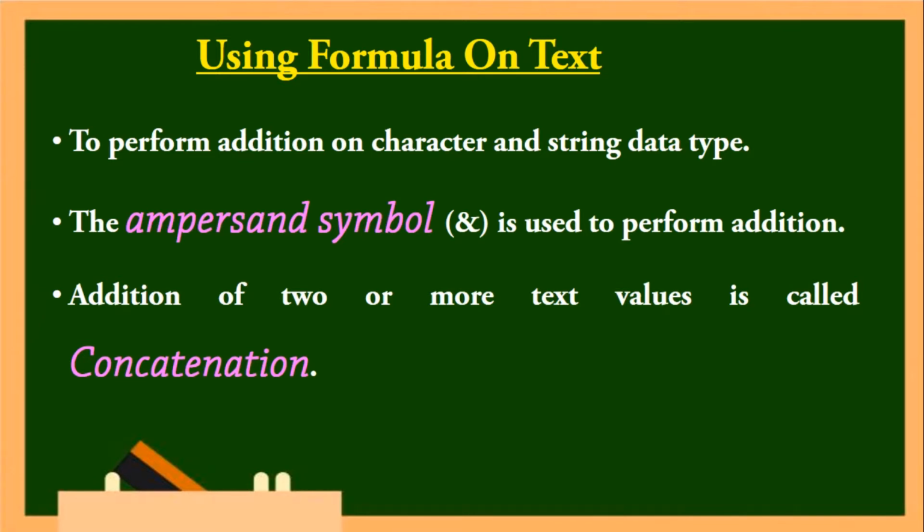So we all know that we can perform addition and subtraction on numbers. But in case you want to perform addition on characters, then you can use this formula. The ampersand symbol is used to perform addition. Addition of two or more text values is called concatenation. So here we can add two texts. Let's understand how to do this.